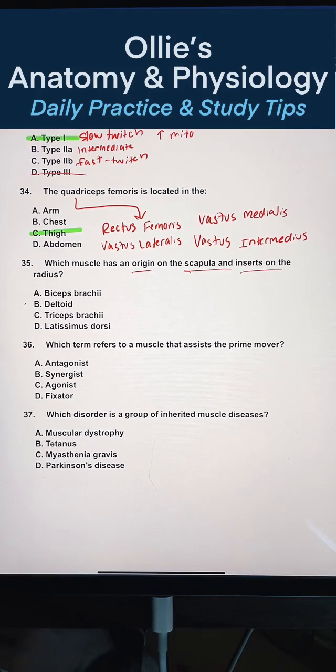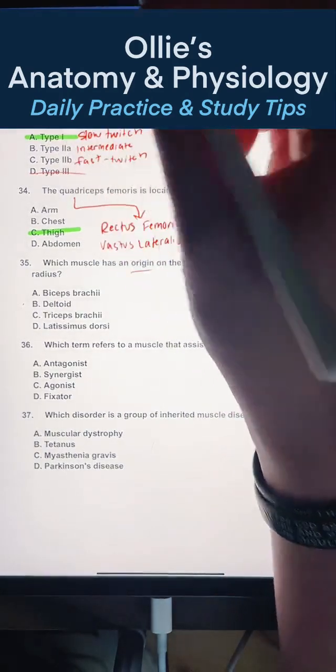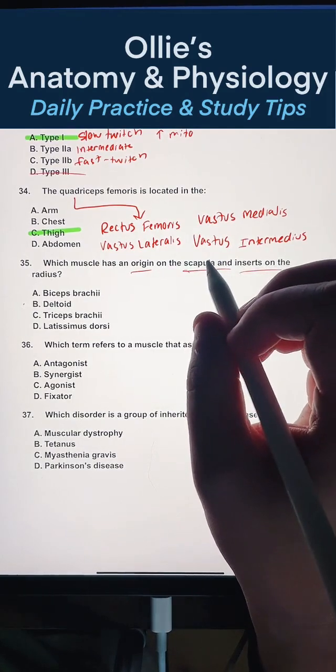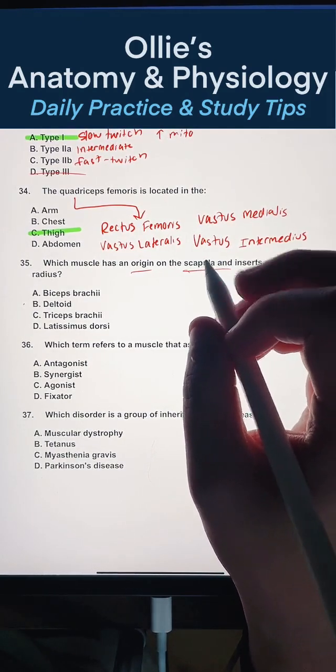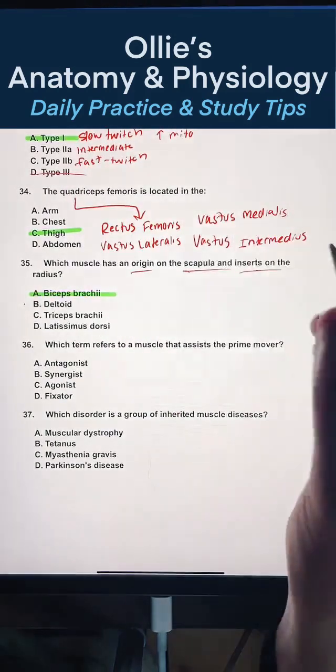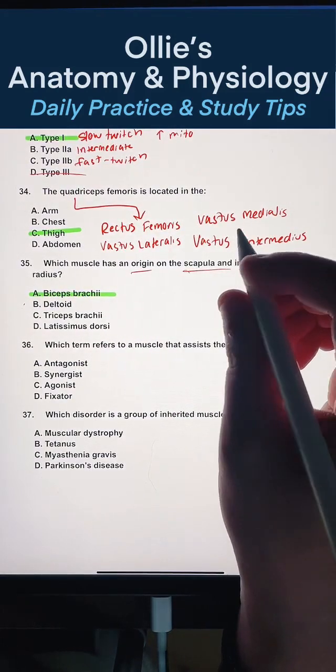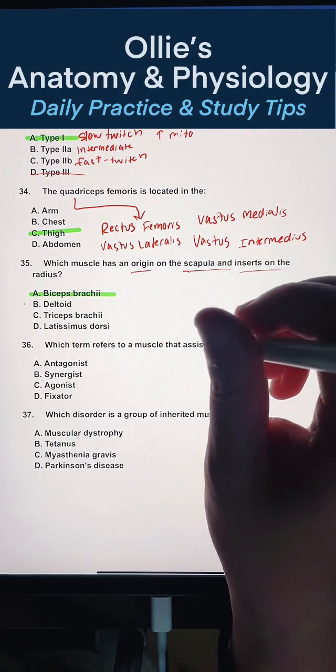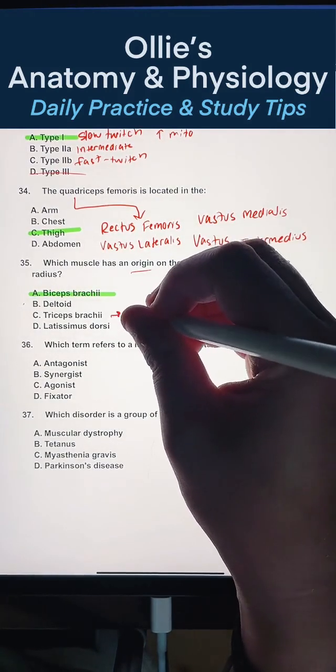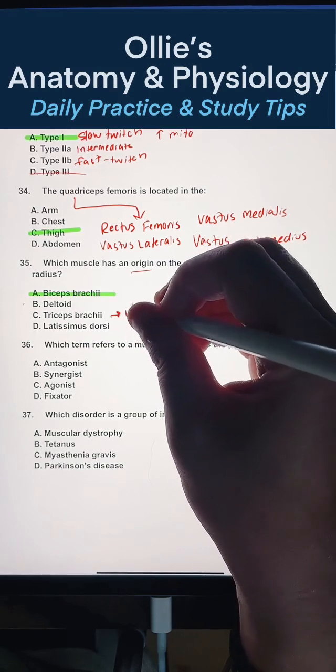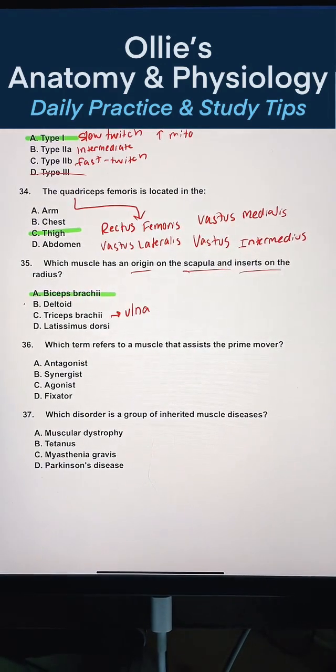Gotta read the options. Yeah, so answer choice A is biceps brachii, answer choice B is deltoid, answer choice C is triceps brachii, and D is latissimus dorsi. So a lot of the students get this question confused with A, biceps brachii, and C, triceps brachii. The answer is biceps brachii. So the triceps brachii does originate at the scapula, but it inserts on the ulna, not the radius. Okay? The deltoid would insert on the humerus, and the latissimus dorsi would insert on the humerus as well.